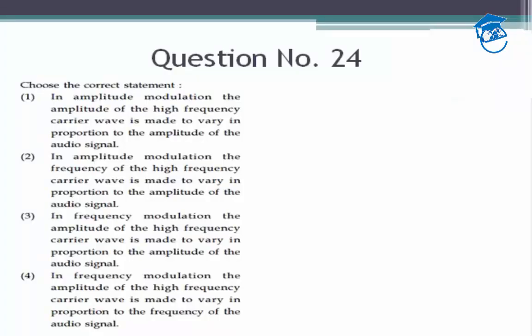Question 24 is also quite concept based. We know what amplitude modulation is. In that, the amplitude of the high frequency carrier wave is made to vary in proportion to the amplitude of the audio signal. So the answer is option 1. This is a straightforward concept based question. That is the definition of amplitude modulation.